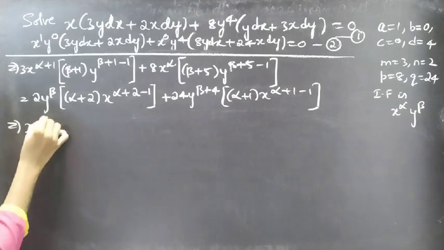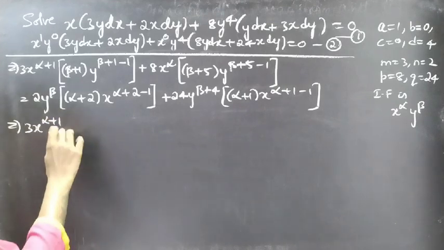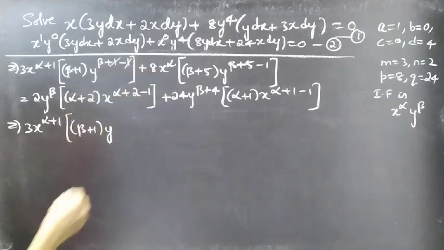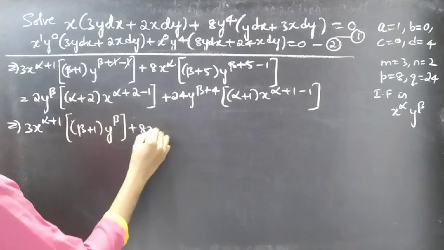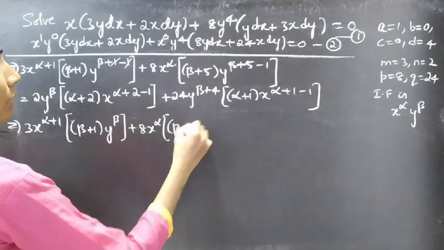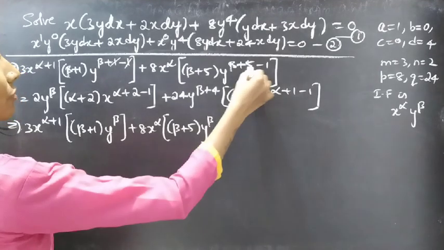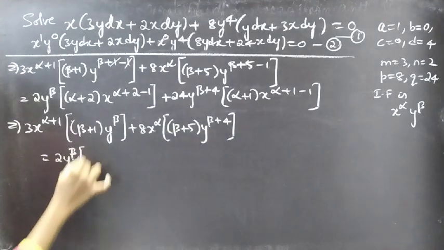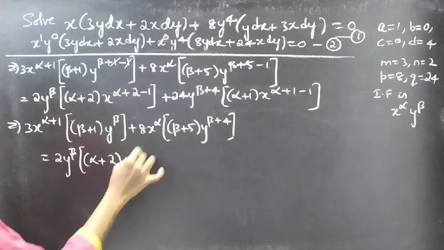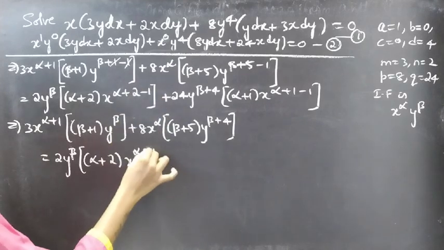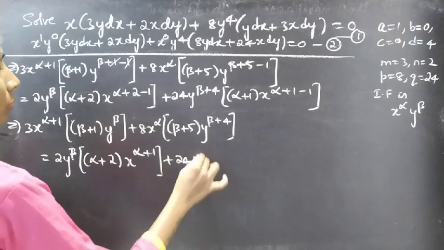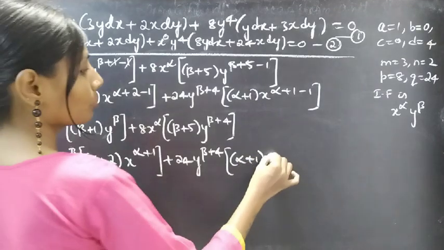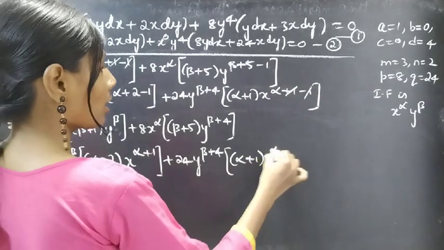This gives us 3x^(α+1) into (β+1) into y^(β+1-1) gets cancelled, you will get y^β, plus 8x^α into (β+5) into y^(β+5-1) gives y^(β+4), equal to 2y^β into (α+2) into x^(α+2-1) gives x^(α+1), plus 24y^(β+4) into (α+1) into x^(α+1-1) gets cancelled and you will get x^α, right?